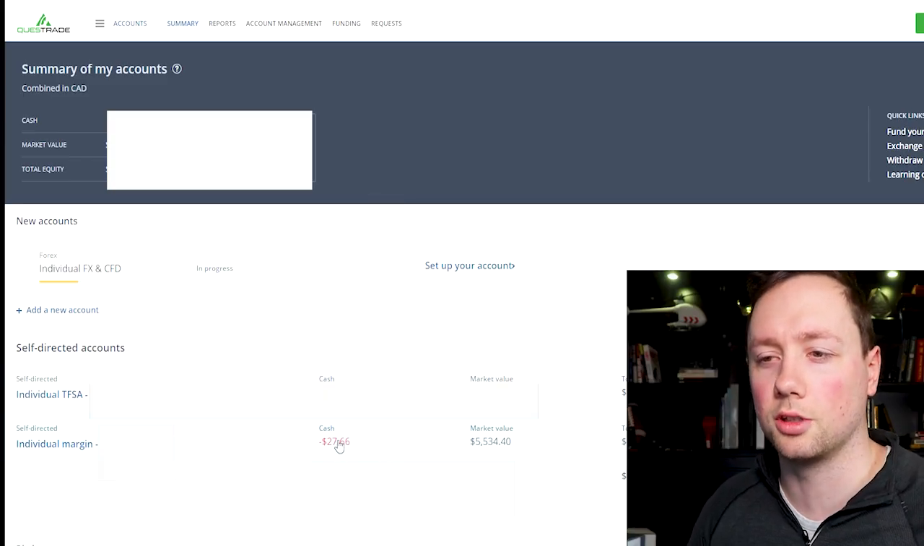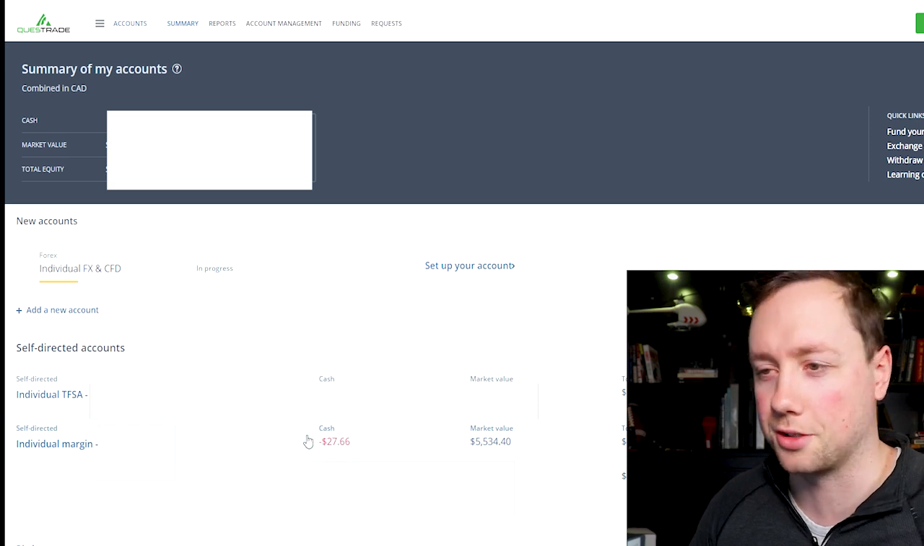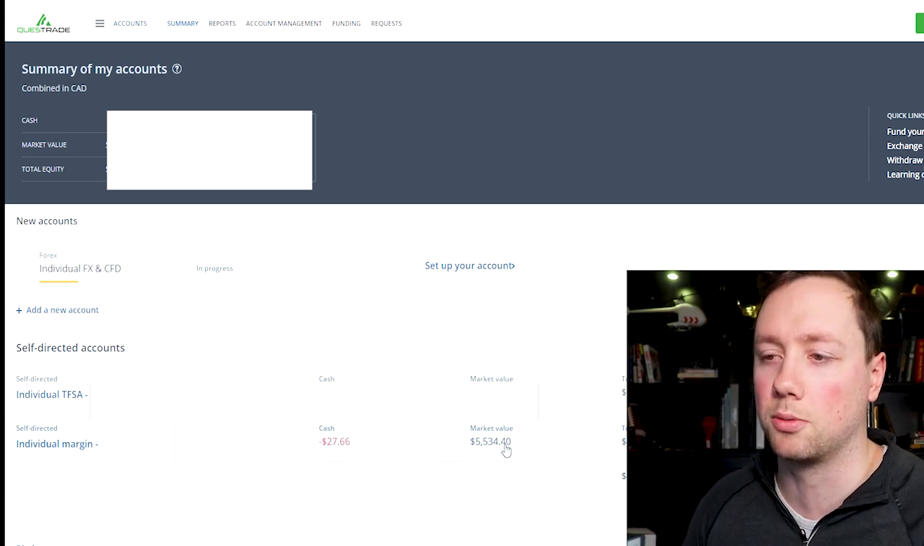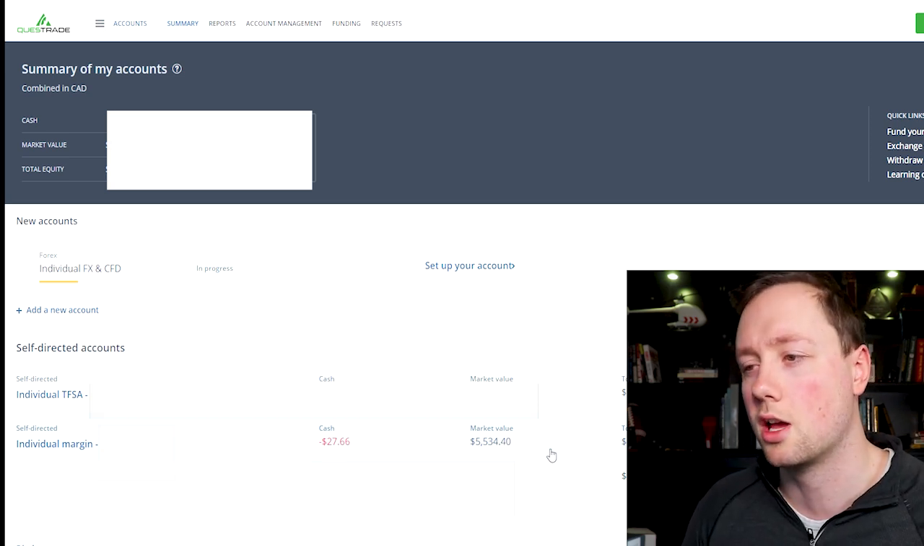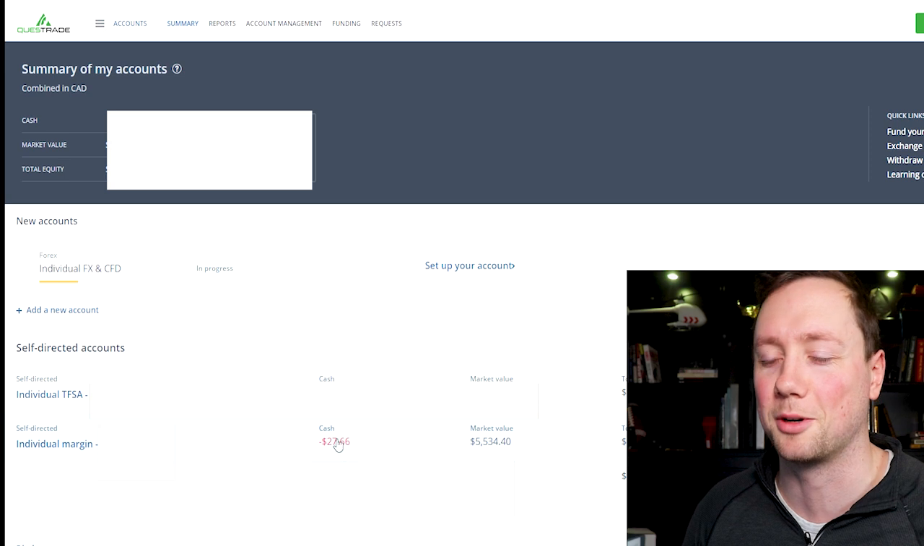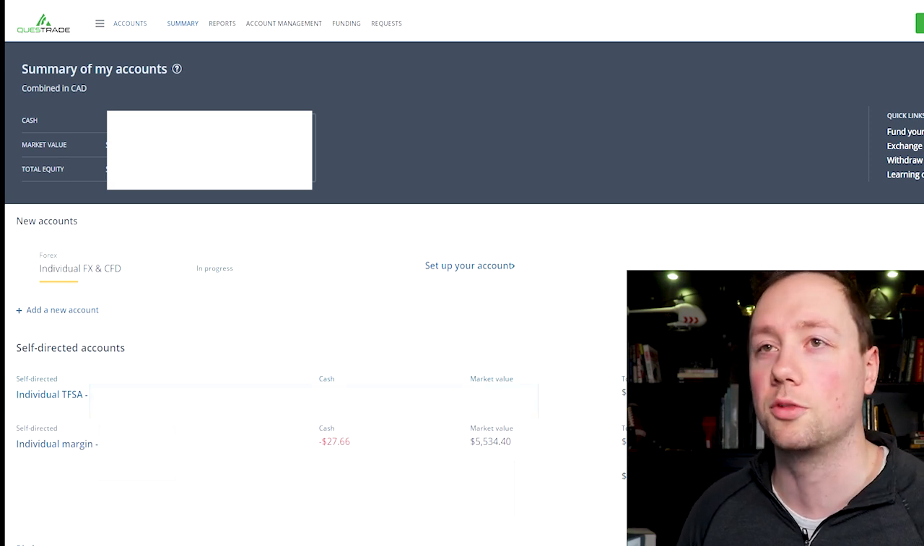As you can see, I'm currently borrowing $27 in cash, so not really a big deal. And the market value of my portfolio is about $5,500. So I could sell a stock and clear that off pretty quick. I'm not too worried about it. I am paying about 5% interest on that, but not really a big deal.